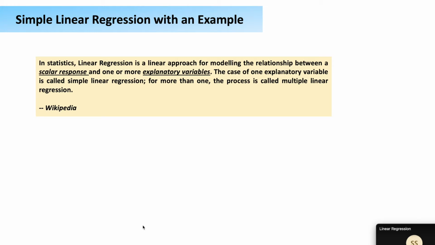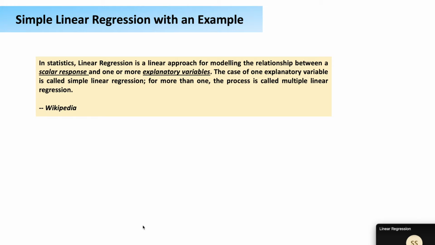In statistics, linear regression is a linear approach for modeling the relationship between a scalar response variable and one or more explanatory variables. The case of one explanatory variable is called simple linear regression. So simple linear regression is where you have one scalar response variable and one explanatory variable. In case of multiple linear regression, you have one scalar response variable and multiple explanatory variables. Okay, so simple is one scalar response and one explanatory variable.